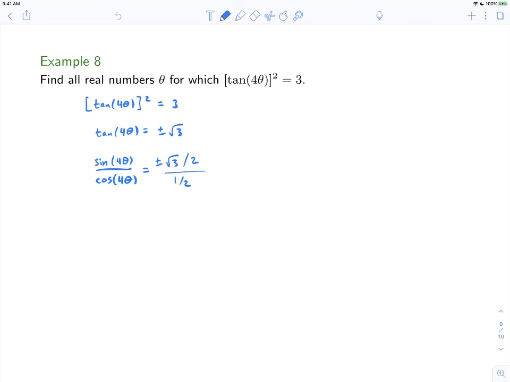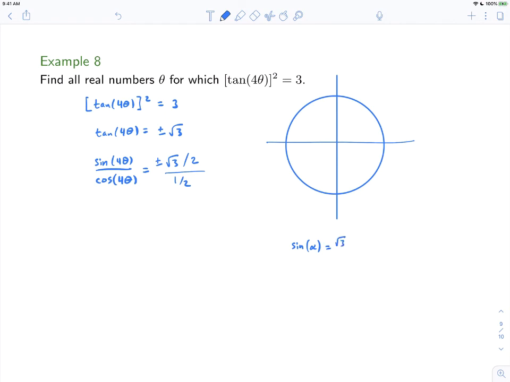Let's draw a unit circle, like so. Now what angles give us this situation? Well, what we want is we want sine of some angle, let's call it alpha, to be equal to square root of 3 over 2. And we want cosine of alpha to be equal to 1/2. Now maybe I should have written these in the opposite order because cosine is the x-coordinate. So let's do it like that.